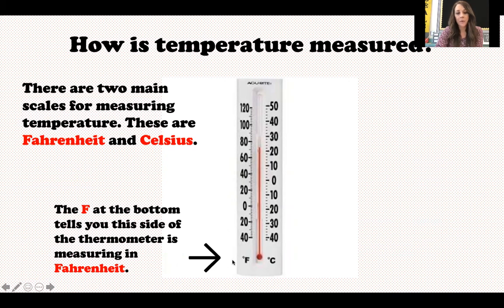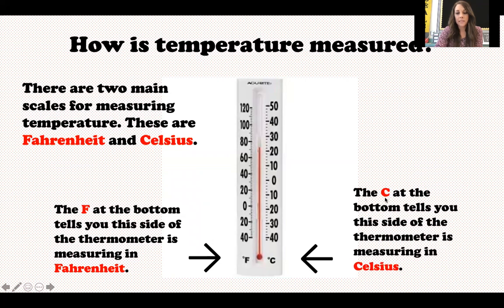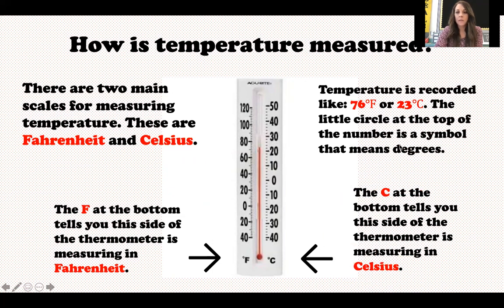The F at the bottom tells you that this side of the thermometer is measuring in Fahrenheit. You see the F down there? So these numbers over here are telling us the temperature in Fahrenheit. The C at the bottom tells you this side of the thermometer is measuring in Celsius. Temperature is recorded like this: 76 degrees Fahrenheit or 23 degrees Celsius.